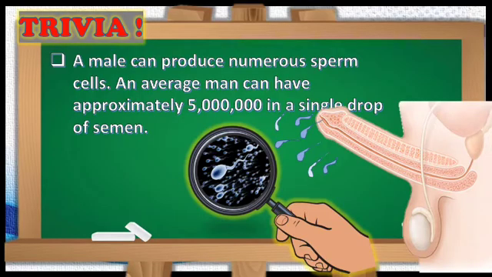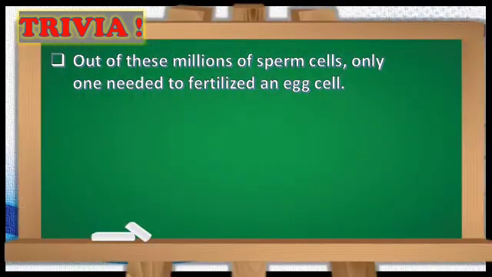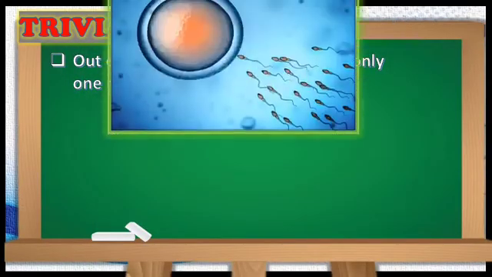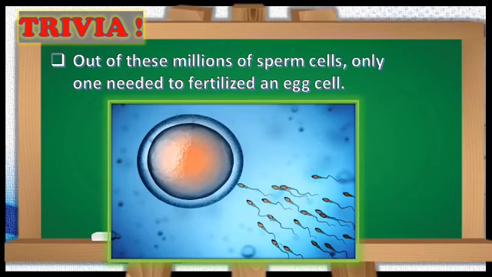So, could you imagine na kahit isang patak lang, composed na ng 5 million sperm cells yon. So, tingnan ninyo, ang dami. Pero, there is a pero diyan. Out of these millions of sperm cells, only one is needed to fertilize an egg cell. So, paunahan talaga silang maka-reach sa egg cell. Sa dami-dami ng millions of sperm cells, only one will qualify to fertilize an egg.